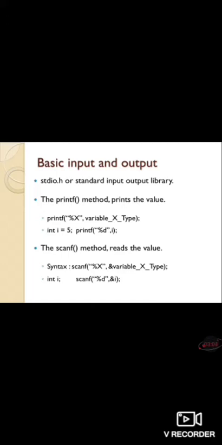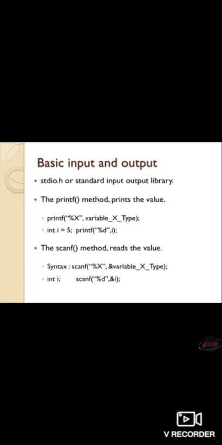Now if we want to print the value of i on the console screen, the syntax of the printf function is printf("%d", i). As the type of i is integer and we want to print its value on the console screen in the form of decimal, that's why we are using %d for decimal.